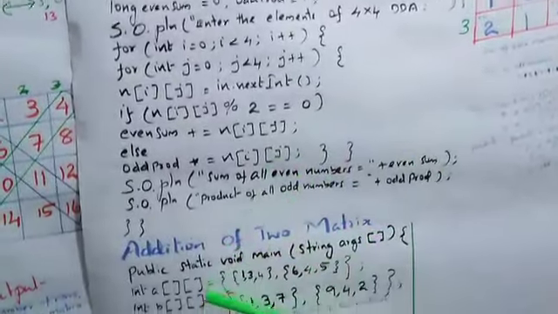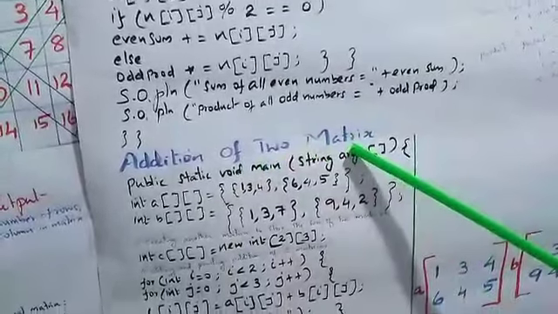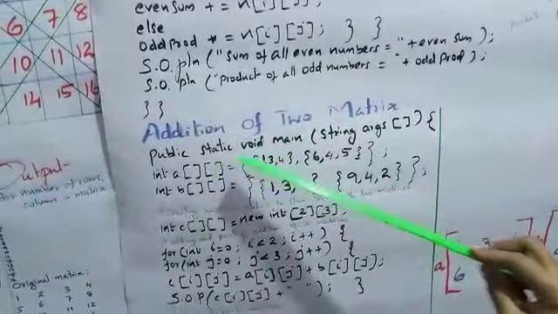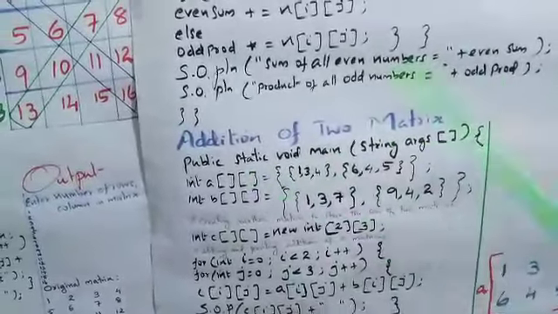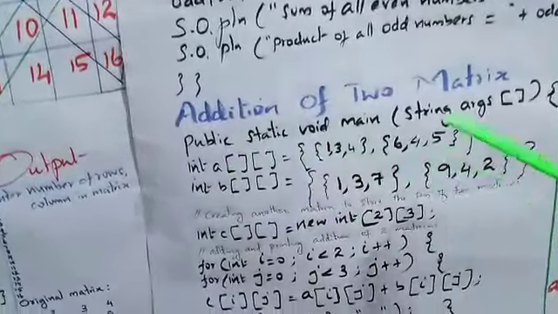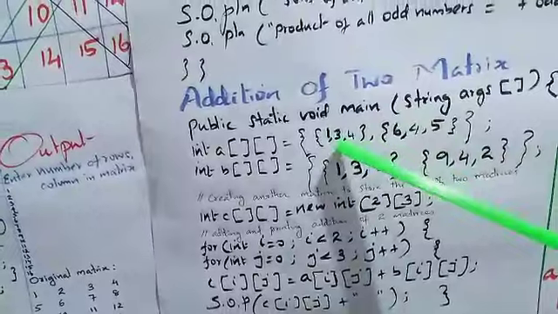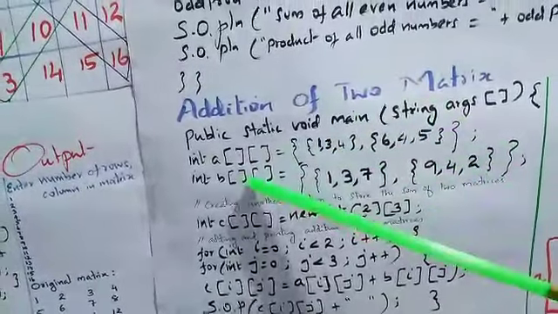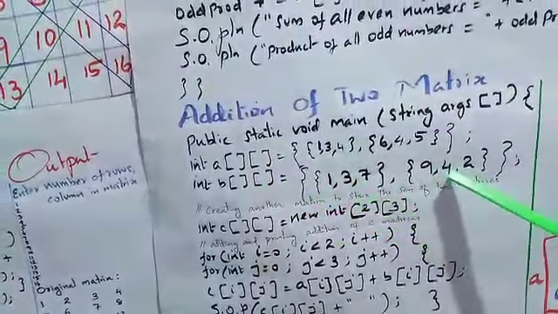Now we come to the third program, addition of two matrices. In this part you have to add two matrices. So you have to take int a and give the elements. How many elements are given? 2 and 3, 2 rows and 3 columns. Int b also you have given 2 rows and 3 columns.